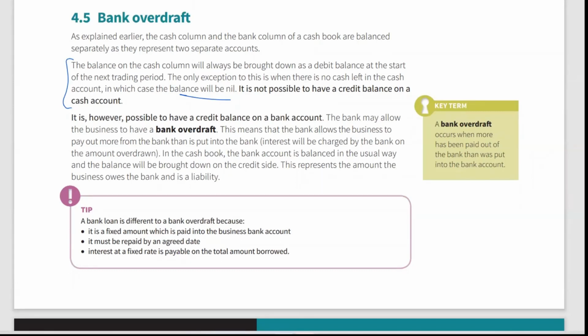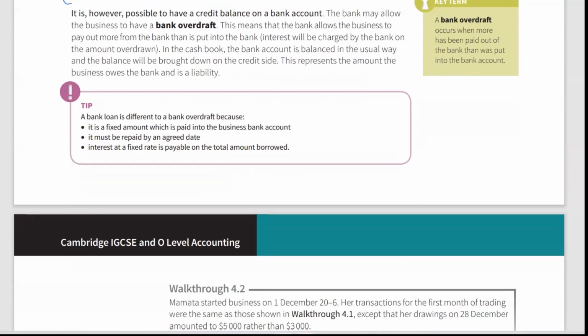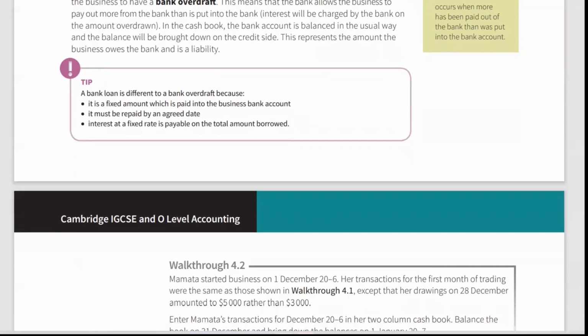You open the bank account, you put $100 into it, but then you spend $900. The 800 is overdraft now because you spent 800 more than you even had. You spent 900, you had 100, overall 800 is your liability. In that case, the bank account will have a credit balance brought down and the cash will still have a debit balance brought down. So we'll have two balance brought downs in a cash book, which I believe will be shown in the next example. A bank loan is different to bank overdraft.